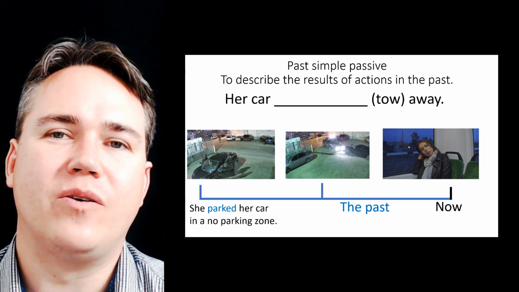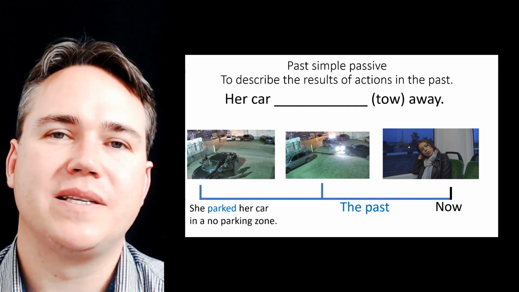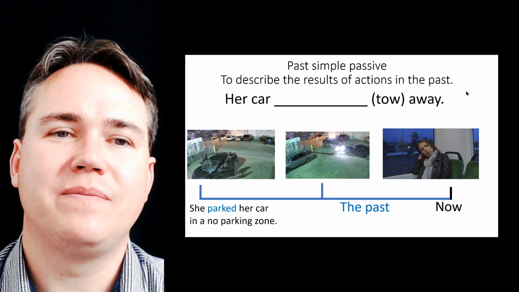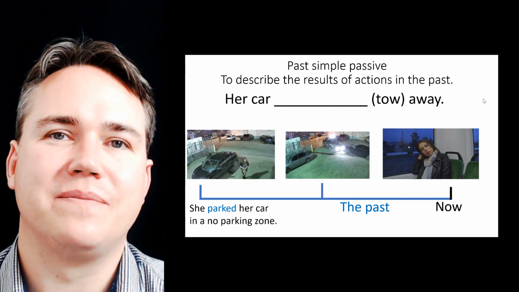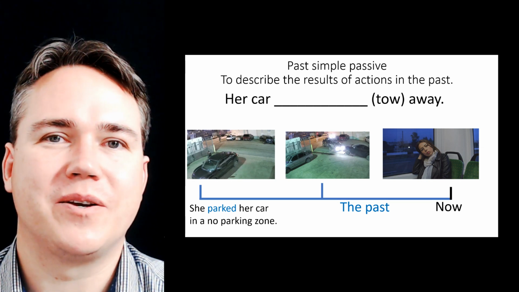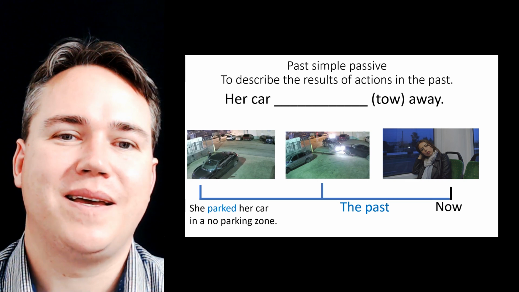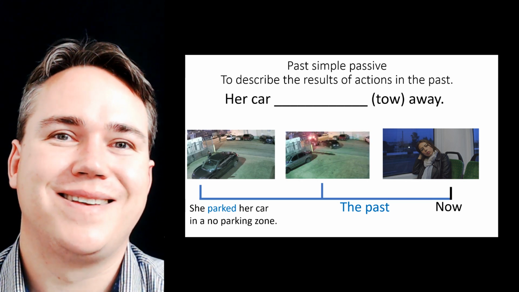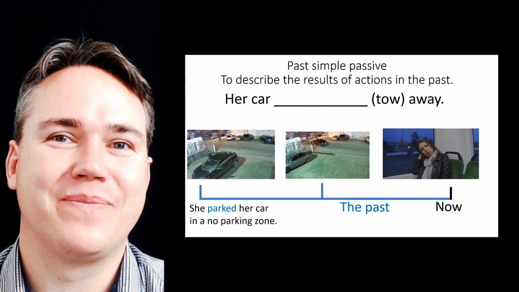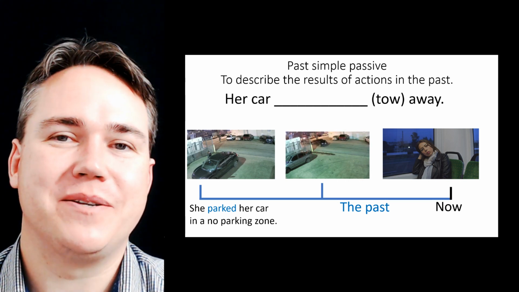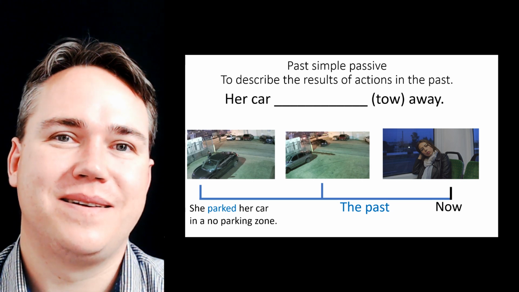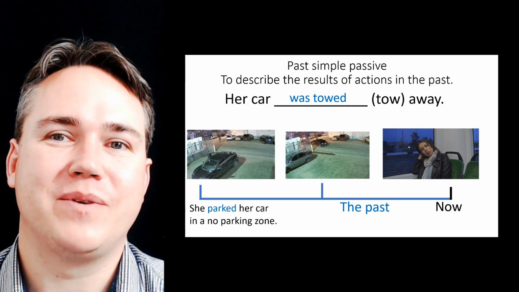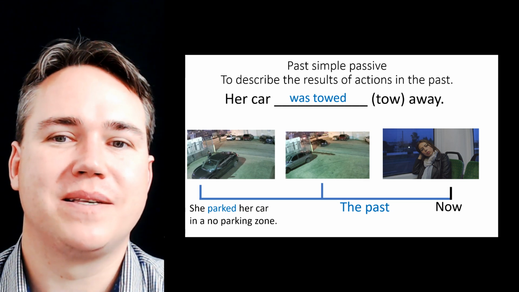Now that you know the form, take a look at this series of actions. At the first action, she parked her car in the no parking zone. Oh dear. It's not going to end well. If we look at the next picture, yes, it didn't end very well for her. Ended terribly because her car was towed away. Her car was towed away and now she's on the bus or on the train.